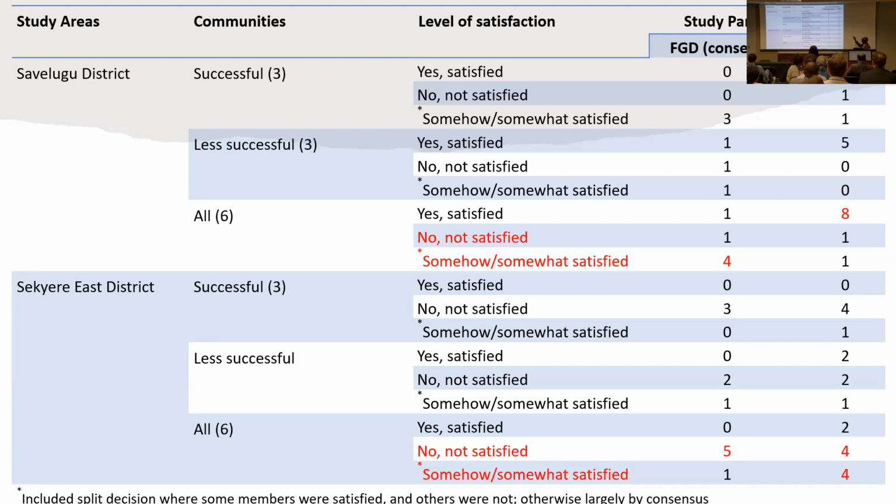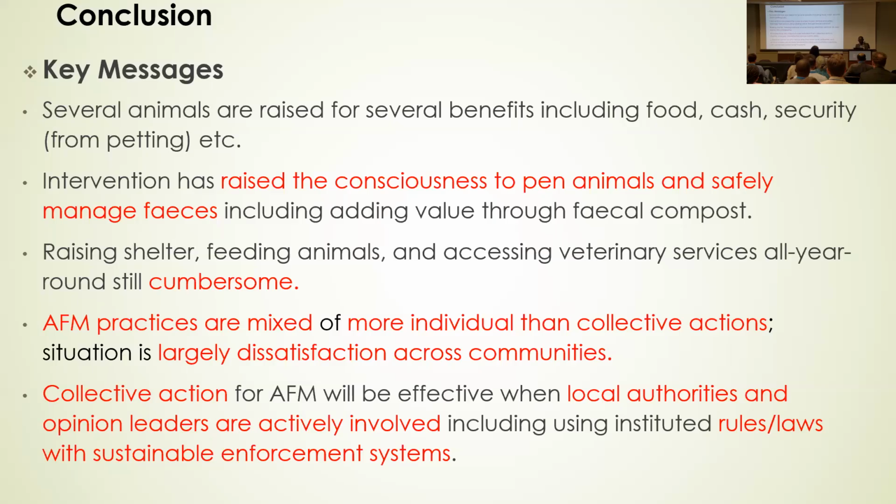But with the in-depth individual interviews, you find out that in the north, most of the women that we talked to, 8 out of 10, were satisfied. But in the south, it was otherwise. So the awareness is there, but they need support. So what is the key message? As I indicated, awareness has been raised. Now there is a consciousness to do something about managing the animals, especially managing the feces.